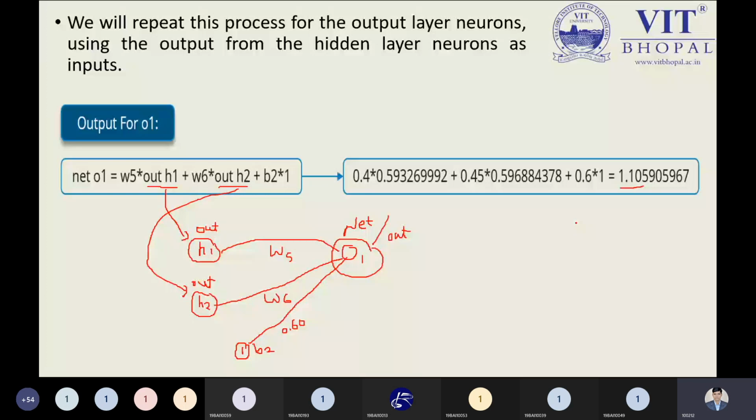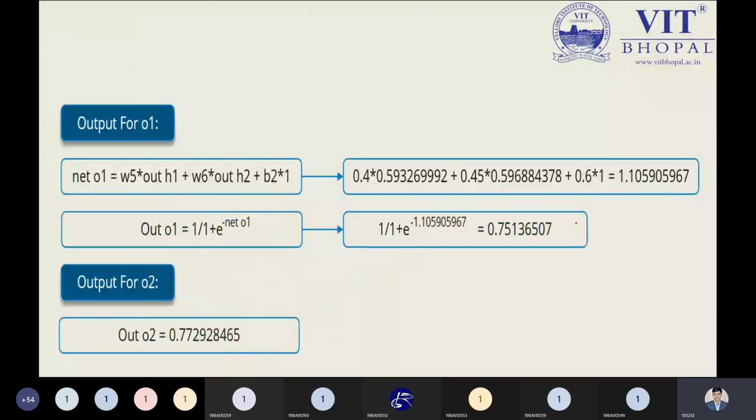Just tell me, now this point is clear, how we are getting all these values? Yes, sir. Same steps we have done in our previous example, if you remember. And after this point, we have to keep in mind some important terms. We need to calculate the out O1. So we have to calculate the out O1 value.